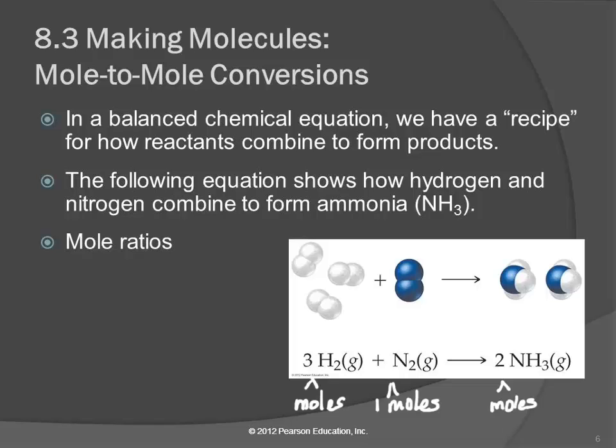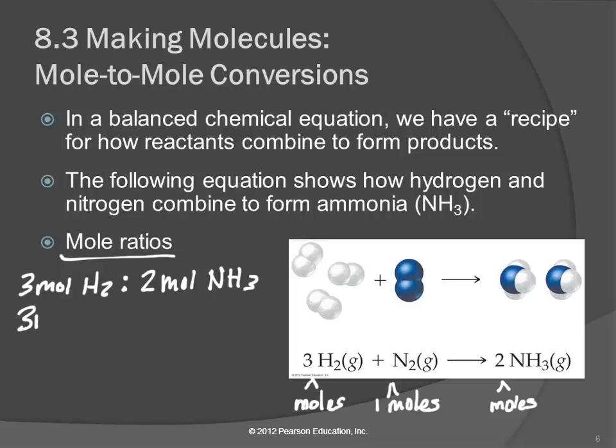And we call these mole ratios. So we can write mole ratios between any 2 species in here. So we could say that there are 3 moles of hydrogen per 2 moles of ammonia. That's exactly like what we did with the pancakes. 2 eggs to every 5 pancakes. We can write it that way as a ratio, or we can write it as a fraction.